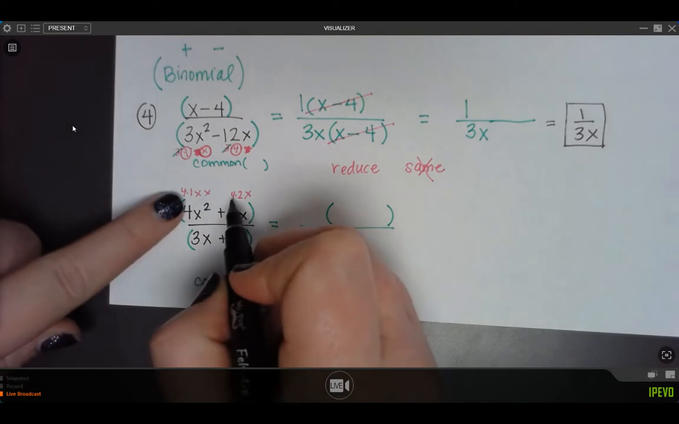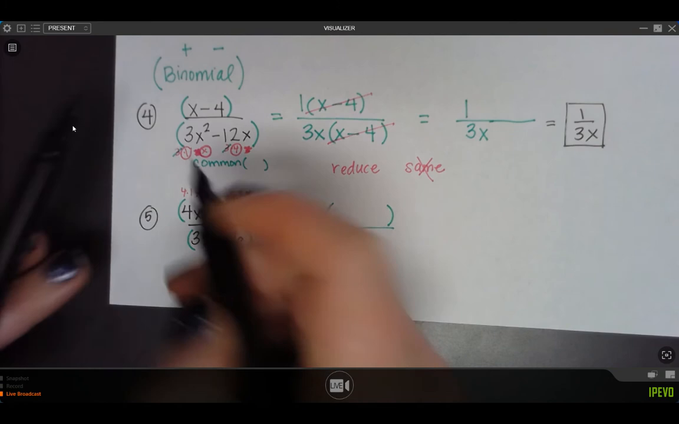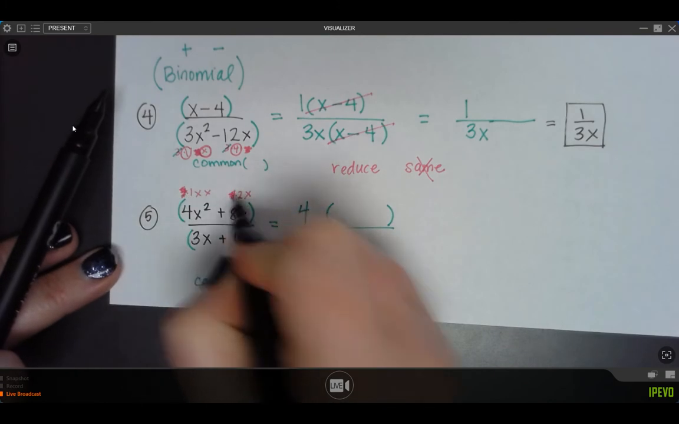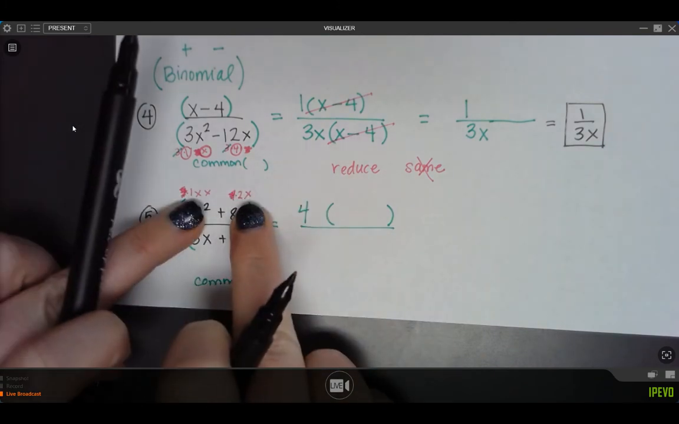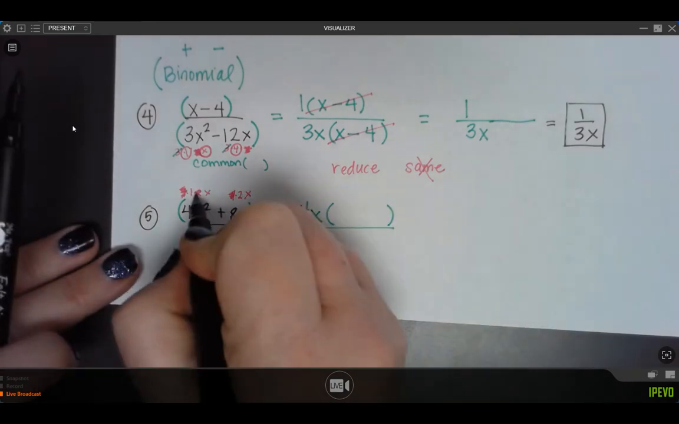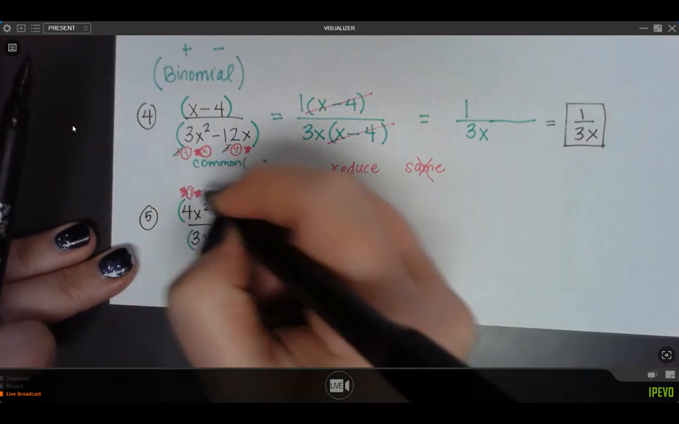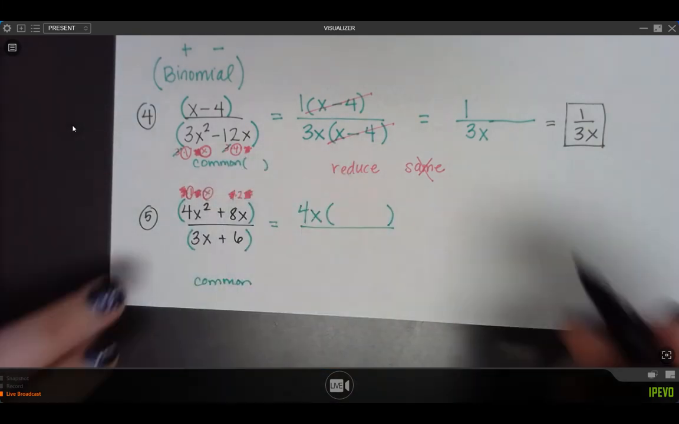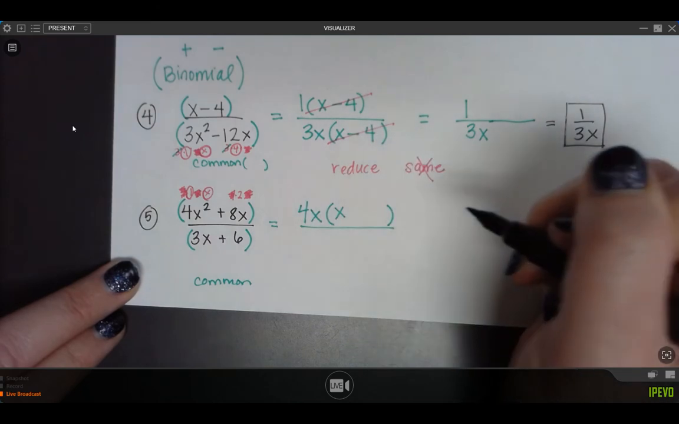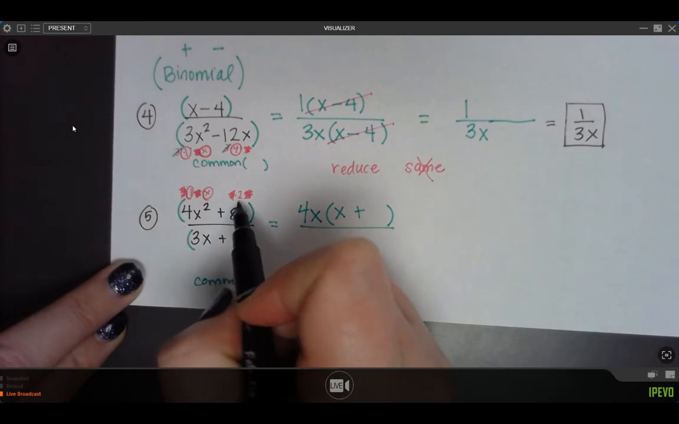They both have a 4 in common, so I'm going to put the 4 outside and get rid of the 4's. They both have an x in common, so I'm going to put an x on the outside and get rid of an x to both. What's left over? 1x is left over on the left side. And at the back end, I have a 2 left over.